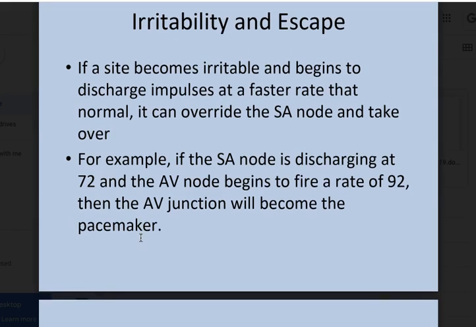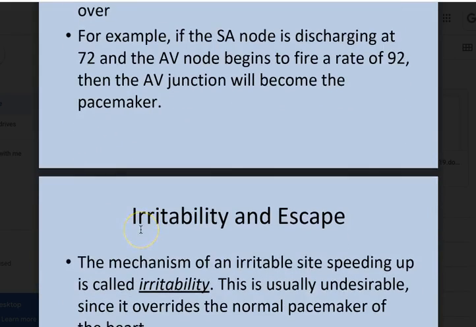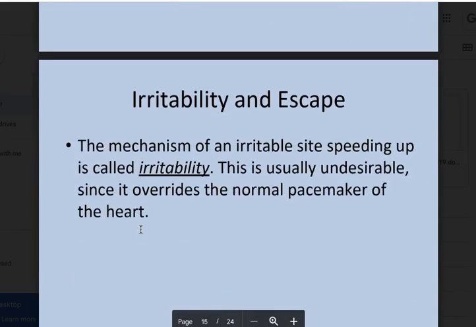How are we going to know that that happens? There are going to be little clues on your EKG readings that will show you that it is an atrial or AV junction reading. And like I said, a lot of this will make more sense later.